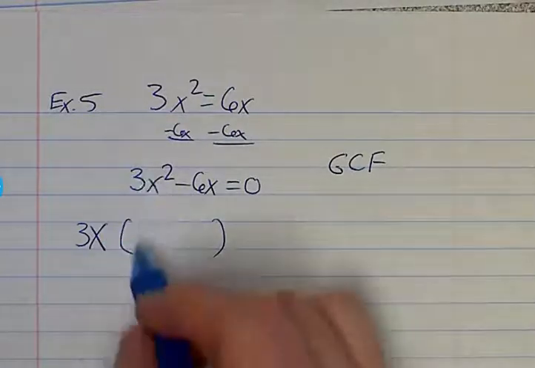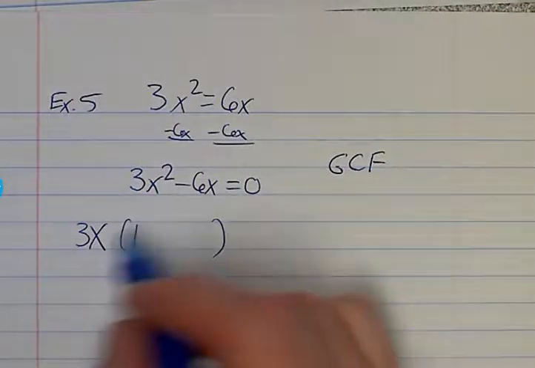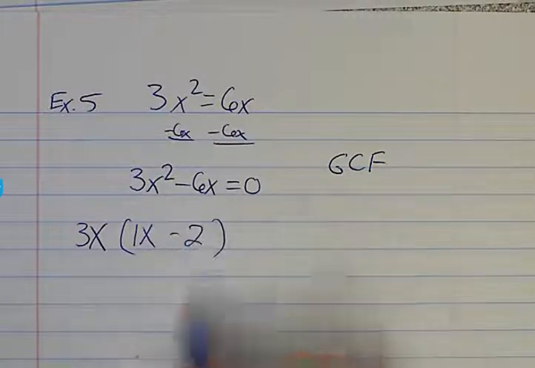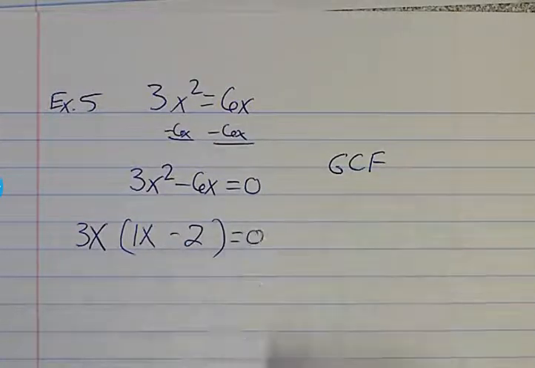So 3 divided by 3 is 1. Take out one of the x's, that leaves one of the x's in there. 6 divided by 3, there we get the 2 for that part. So if they're not perfect square numbers, the only thing you can do, if it's 2 terms, the only thing you can do right now is just take out the greatest common factor.